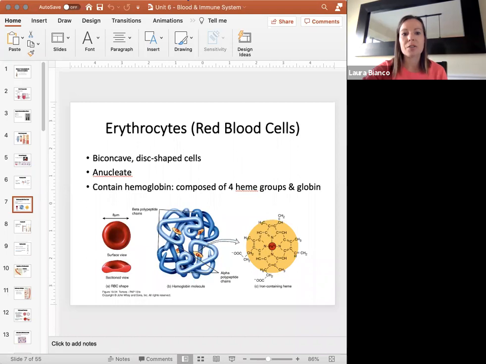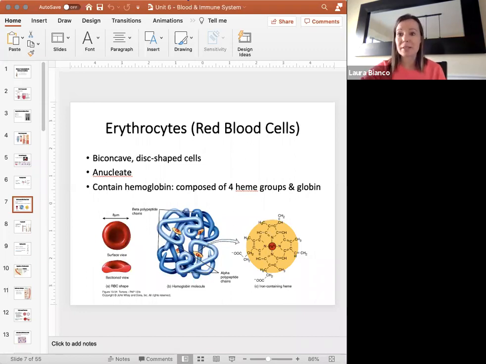And the total count for erythrocytes is done in millimeters cubed. So if you can imagine a little tiny cube, 1 millimeter in height, width, and length, so very, very small. There are about 5 million erythrocytes per millimeter cubed of blood, which is a lot. This is definitely the most abundant of all the formed elements that you have in blood.